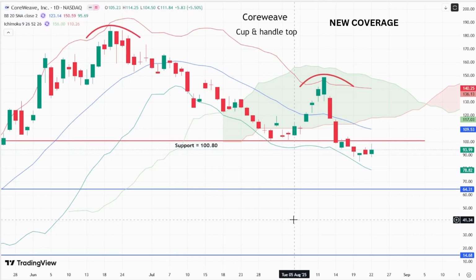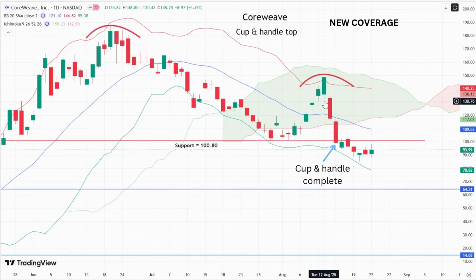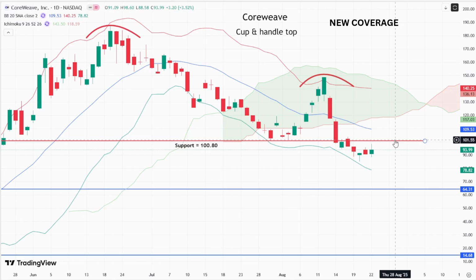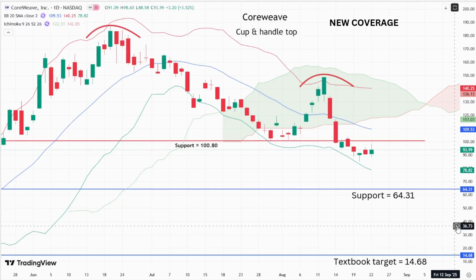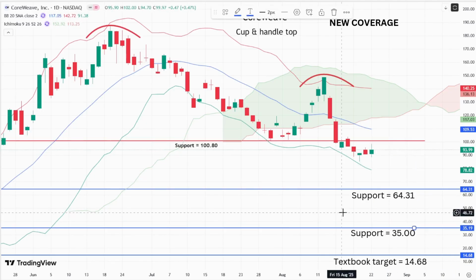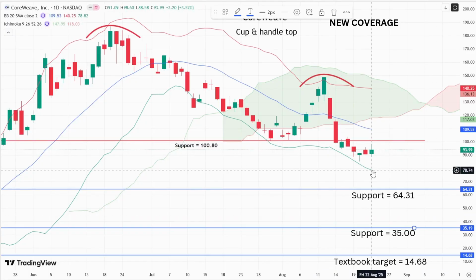I will also begin coverage on Coreweave, a newly listed company this year. It appears to have completed a cup and handle top after closing below 108. It is now technically bearish, and the textbook target is at 14.68, which is quite low in my opinion. There are supports at 64.31 as well as around 35 that can bounce Coreweave higher when tested.